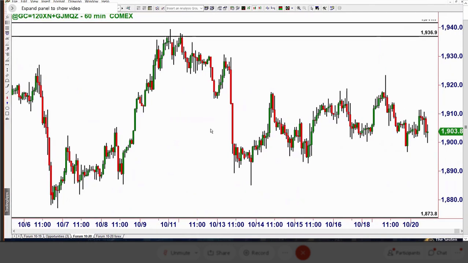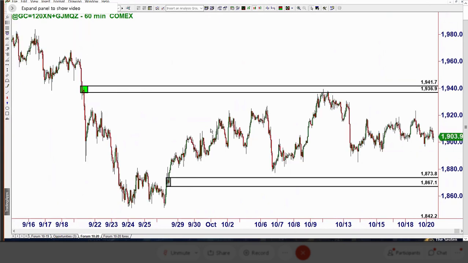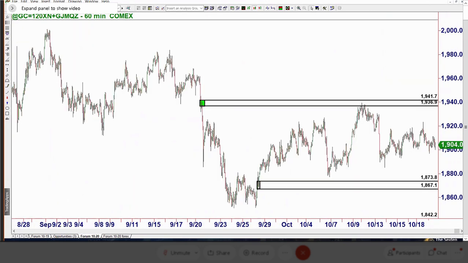And there we go. So when we look at our 60-minute chart, we may have gone over this level last time. I'm not sure. The 1937. Anyway, after falling from our 1937 supply, you can see the price is kind of right in the middle, 1904. Watch for some potential demand around 1874. That's 1874.